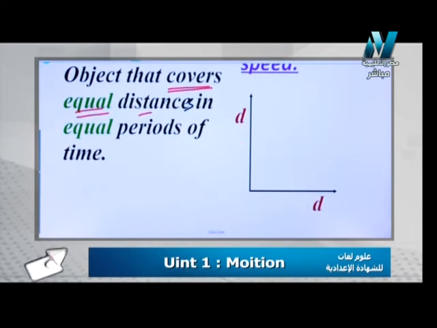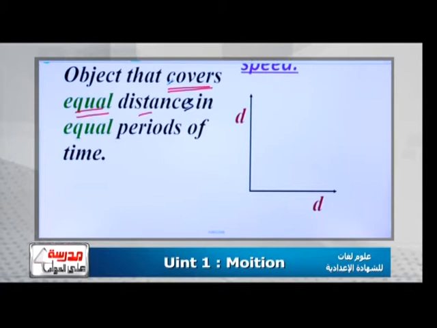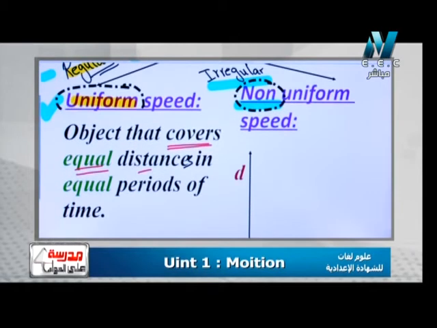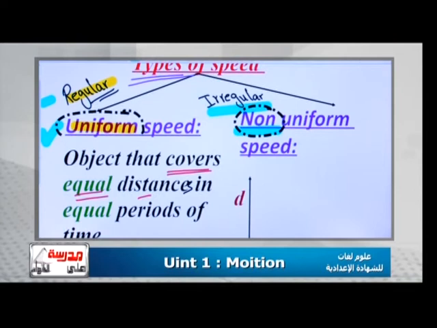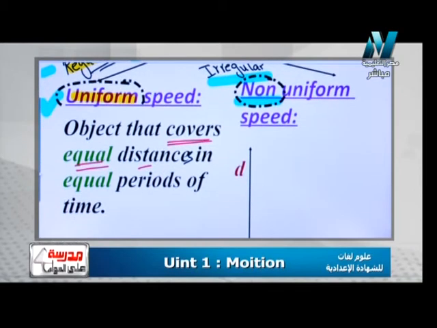So we have here, for example, if they ask me whether the motion or speed of the moon around the earth is considered as what? Constant, or uniform, or regular speed. I tell them because it covers equal distances in equal periods of time.